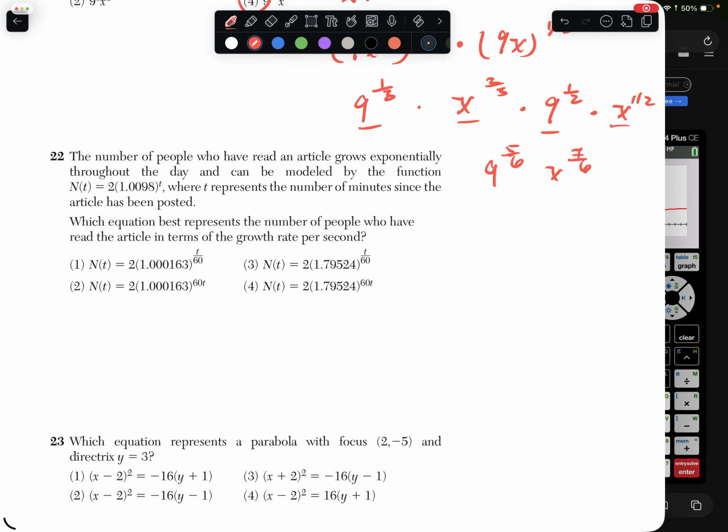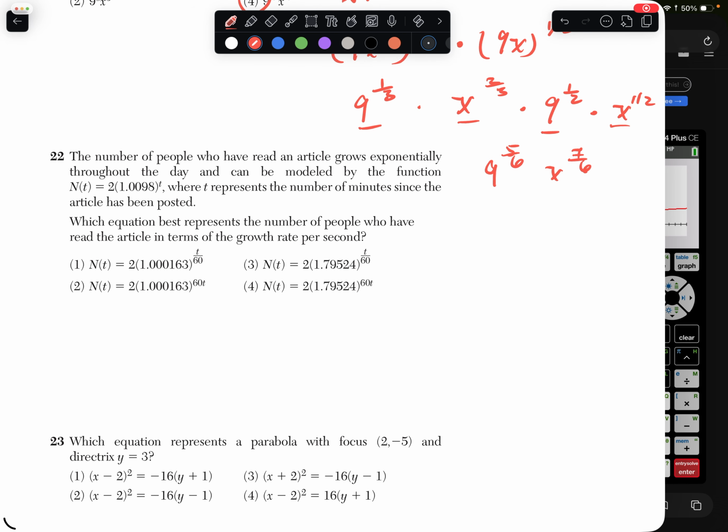Okay. The number of people who have read an article grows exponentially throughout the day and can be modeled by the function. That's the function, where t represents the number of minutes since the article has been posted. Which equation best represents the number of people who have read the article in terms of the rate per second? Okay. All right. So for 22, my t now becomes seconds, and I want to convert it. We can eliminate, t is the number of minutes.